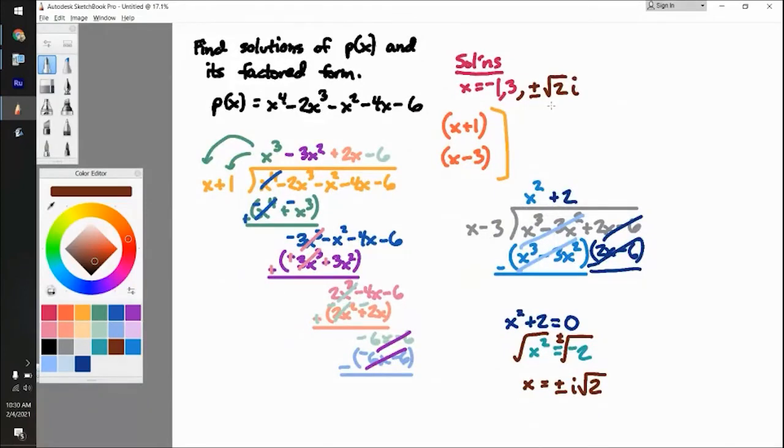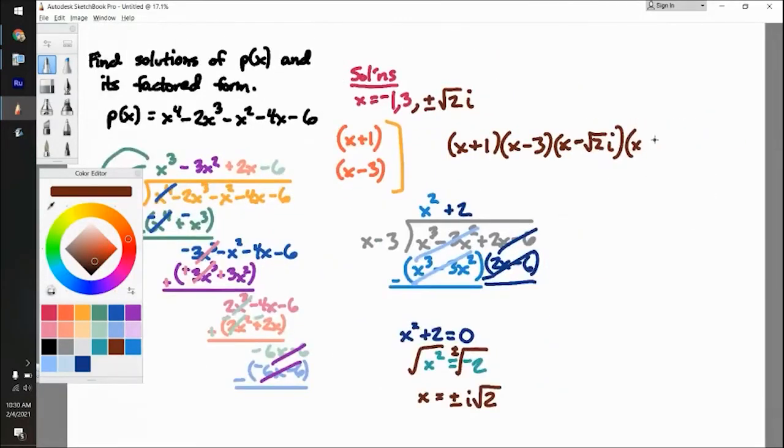Now you just have to write it in factored form. So factored form is just going to be the following. It's going to be x plus 1 times x minus 3 times x minus the positive i root 2, and then x minus the negative i root 2. So it's always x minus all of those. You could just do a plus or minus though if you want. You don't need to actually write it all out. Anyway, this is factored form for p of x. That's factored form, and these are the solutions here. You answered both things.